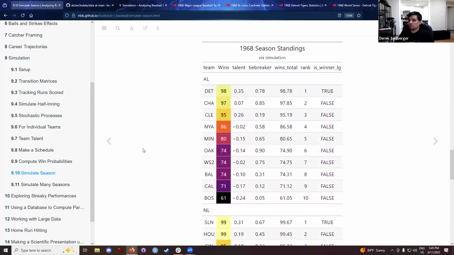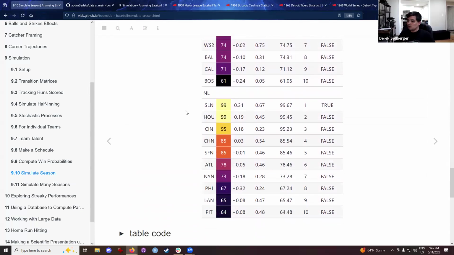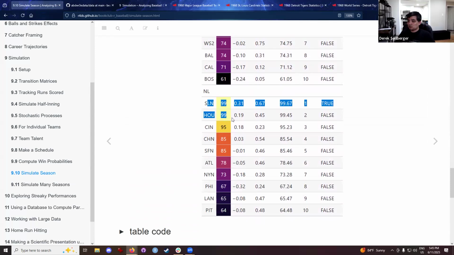Over in the American League in the 1968 season, the Detroit Tigers had the most wins, getting just barely ahead of the Chicago White Sox in the simulation. In the National League, the St. Louis Cardinals actually tied the Houston Astros in the simulation, but thanks to their tiebreaker, they came out ahead and got to represent the National League in the World Series. In case you're curious, I did double check it. It is Houston Astros. This was actually after the Colt 45s.